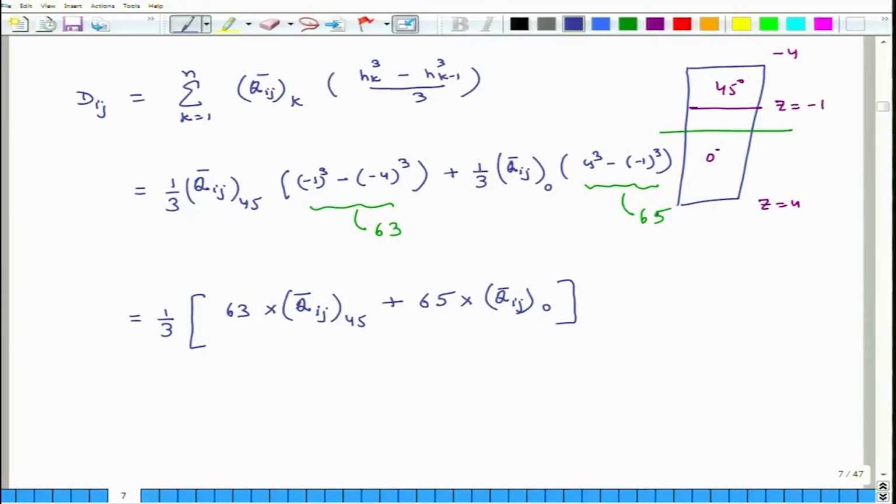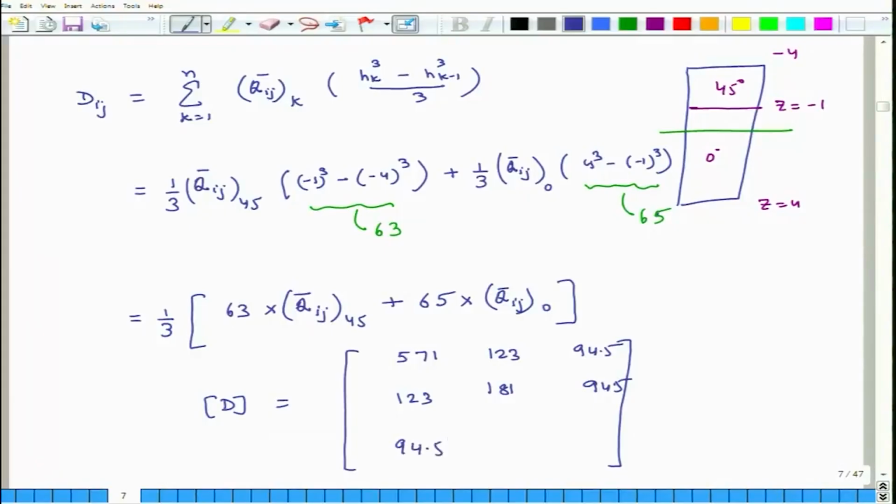So, for each element you can input the values of Qij bar, and essentially you end up getting the D matrix. If you do the computations correctly, it works out to be something like this: 571, 123, 94.5, 181, 94.5, 123, 94.5, 94.5 and 123.